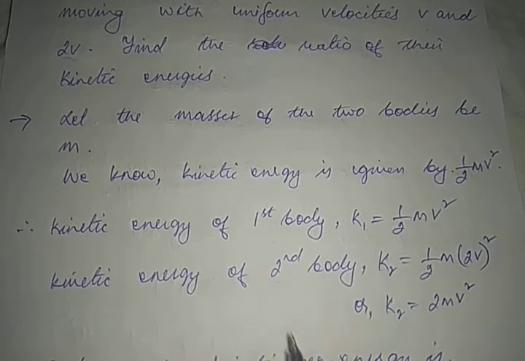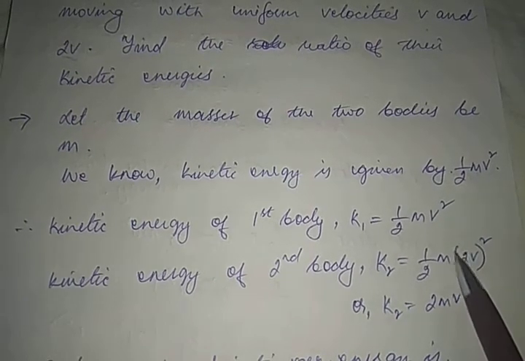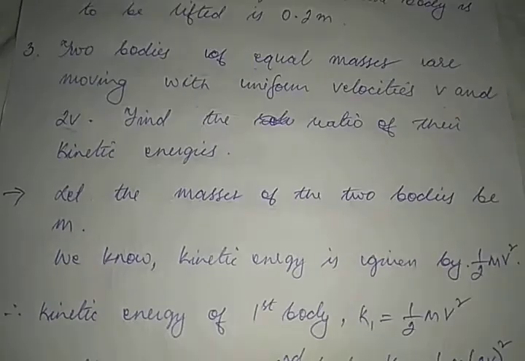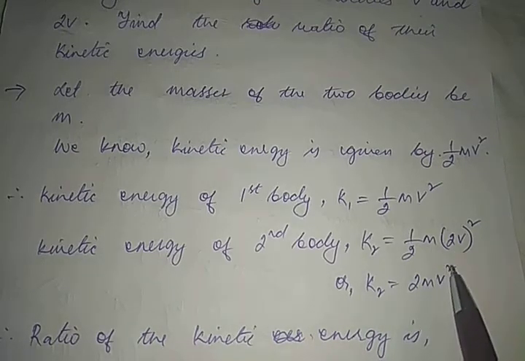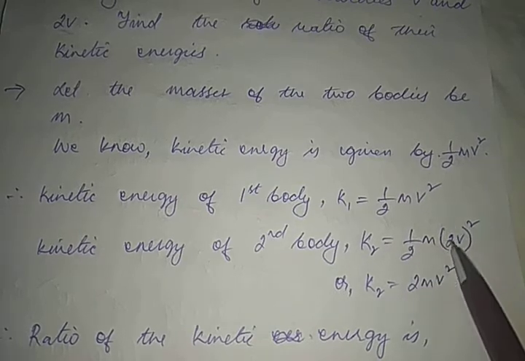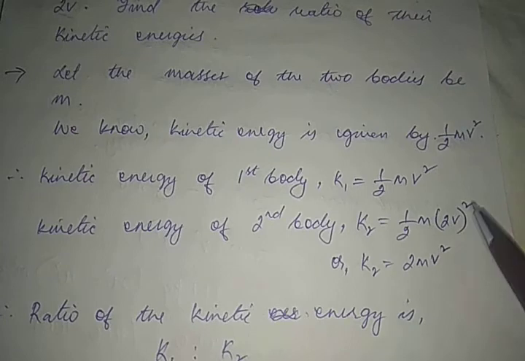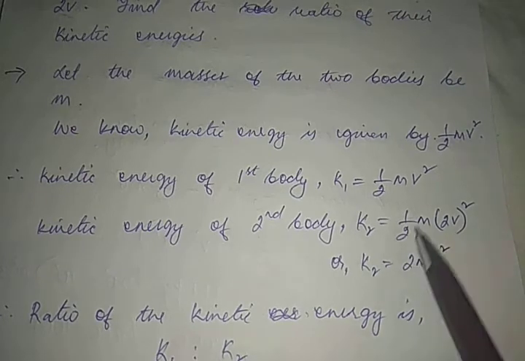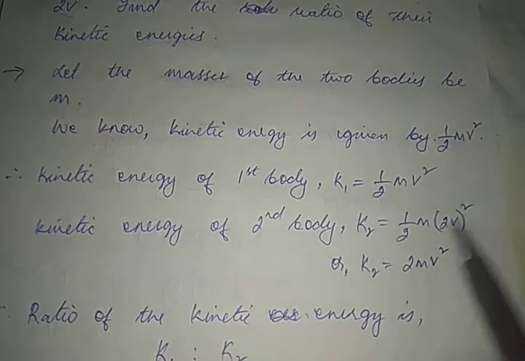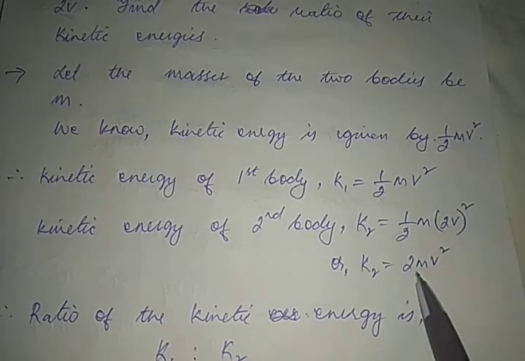Kinetic energy of the second body, we are calling it k2, is half m, but its velocity is 2v according to the question. So kinetic energy of the second body is half m into 2v squared. Half into mass into velocity squared. The velocity is 2v, so we have 2v whole squared. So this will be half m into 4v squared. All right, so this 2 divides that 4 and we get 2mv squared. So k2 is 2mv squared.